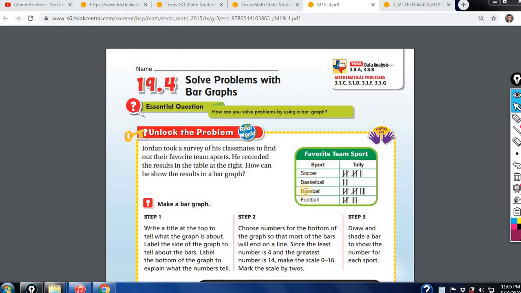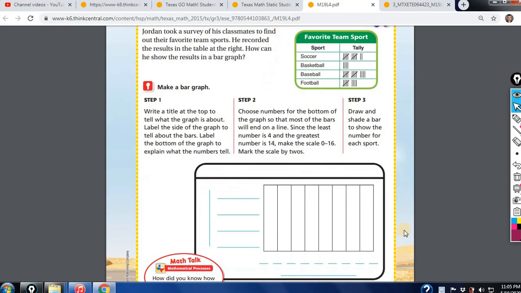Okay, so we're looking at this survey here that Jordan took of his classmates to find out their favorite team sports. He recorded the results in the table at the right. How can he show the results in a bar graph? So you have this to do right here, and it'll walk you through it.